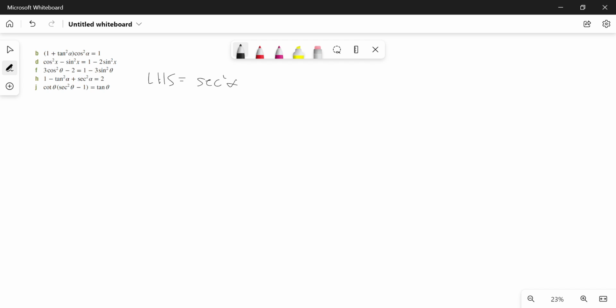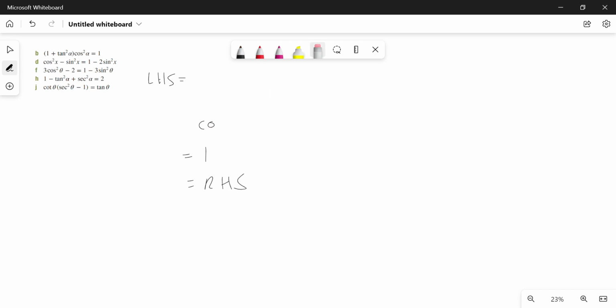So sec squared alpha, and we're multiplying by cos squared alpha. Now sec squared alpha is just 1 on cos squared alpha. So you can see now that, again, I could have done it a different way, but they cancel, which gives us 1, which is our right hand side. So that works quite nicely.